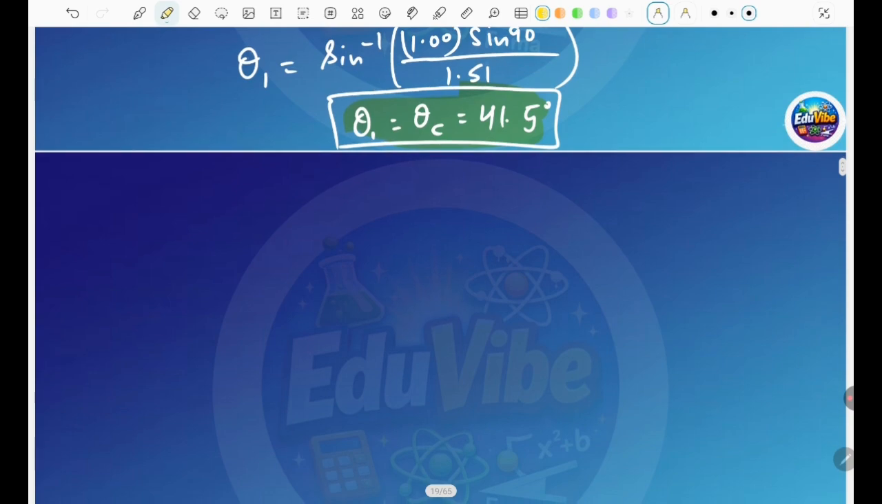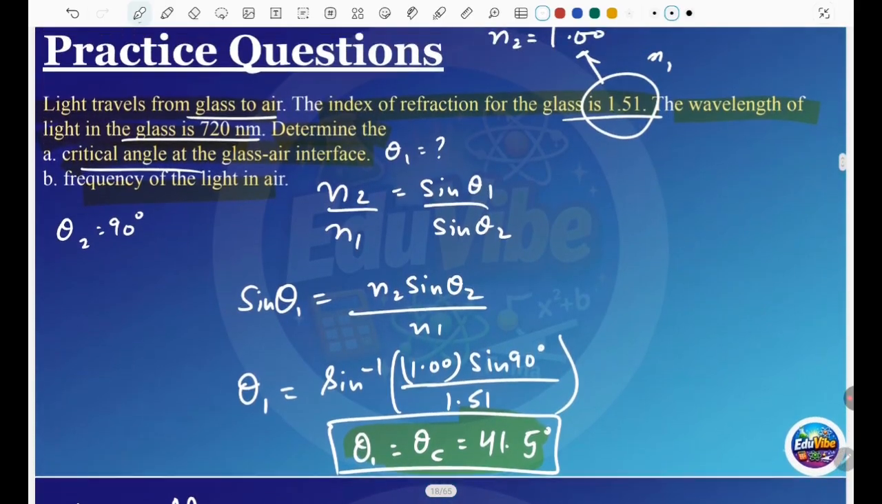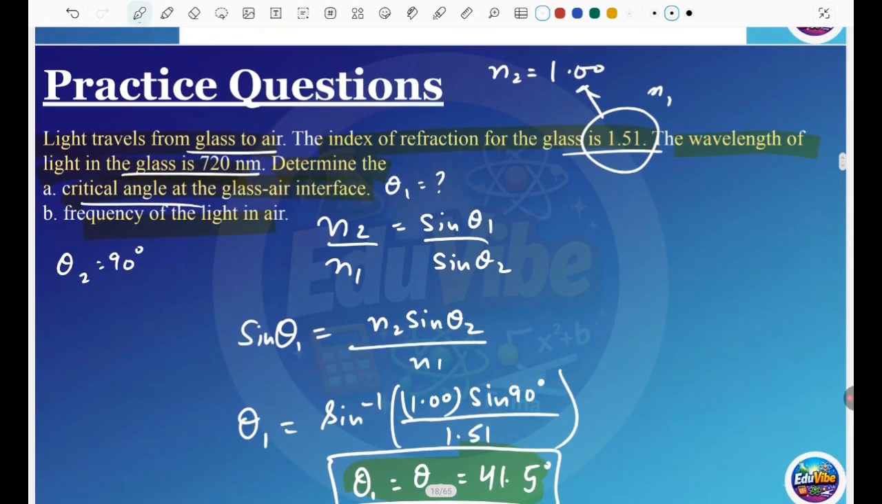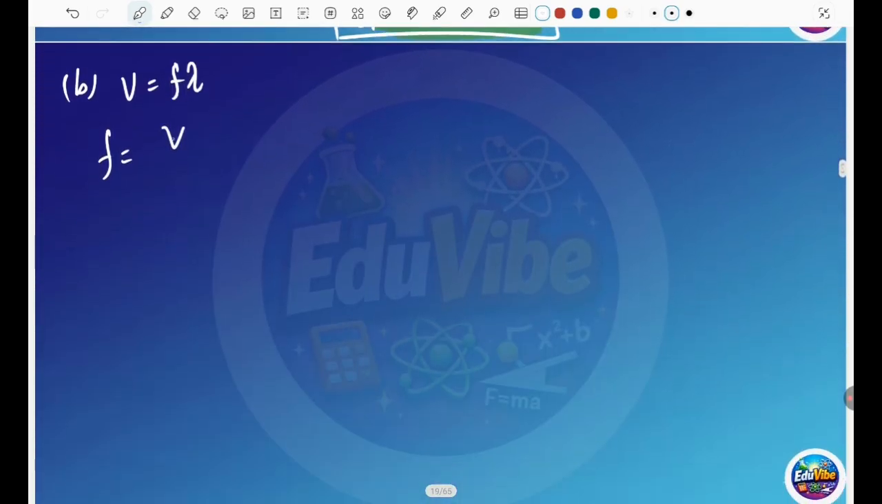And now you have to find the frequency. For frequency, you have the formula v is equal to frequency times wavelength. They want the frequency of the light in air, but we have the wavelength in glass, so we can do it with the glass. We have v of the glass and the wavelength of the glass, so both should be the glass ones. We don't have v, so for v we have to do some other work.